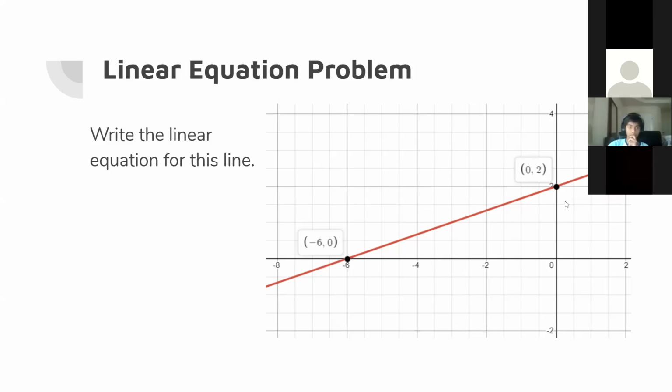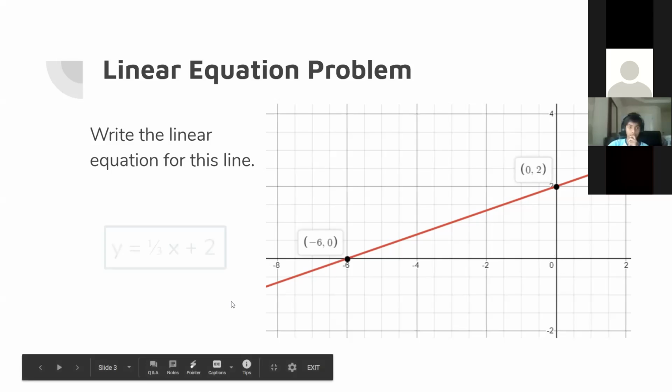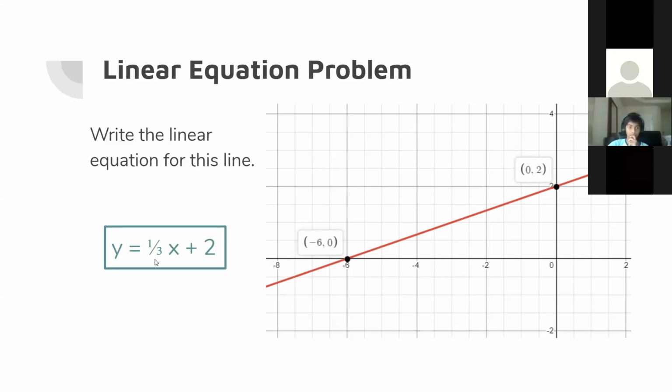So our rise from 0 to 2 is a positive 2, and then our run is from negative 6 to 0, but we're finding distance, so distance is always a positive number, so it would be 2 out of 6, so it's 1/3. That's our slope. And then to find our b, which is our y-intercept, we go to 0, 2, and it's just positive 2. So our answer would be y equals 1/3 x plus 2.